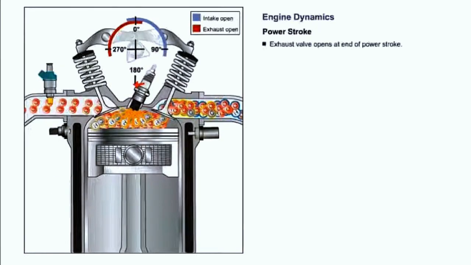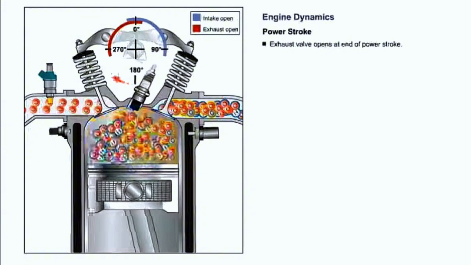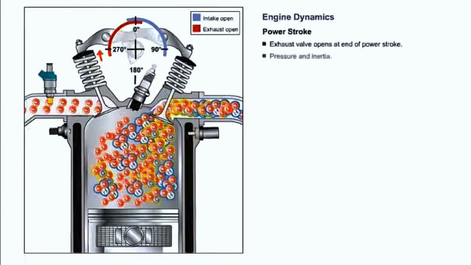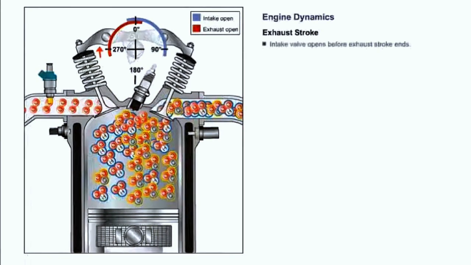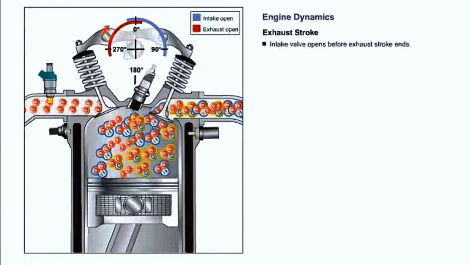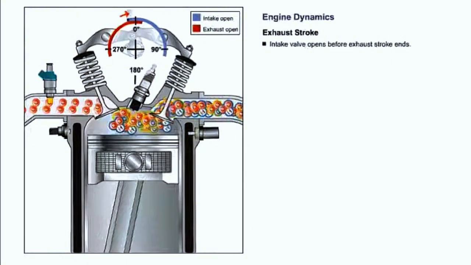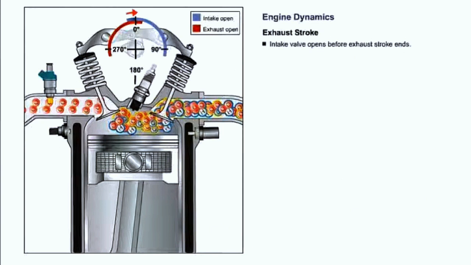A few degrees before the end of the power stroke, the exhaust valve opens. This happens to take advantage of the pressure and inertia created during the power stroke to get the exhaust gases moving out through the exhaust valve. On the exhaust stroke, the intake valve opens before the piston reaches top dead center. Notice the exhaust valve does not close until the intake stroke just begins. This is defined as valve overlap, since both intake and exhaust valves are open at the same time.